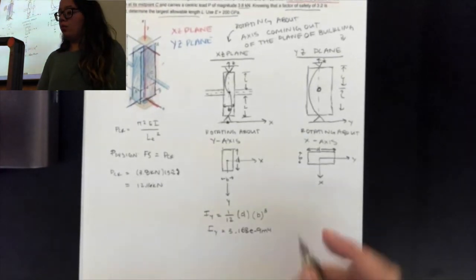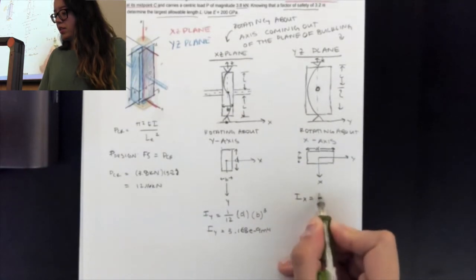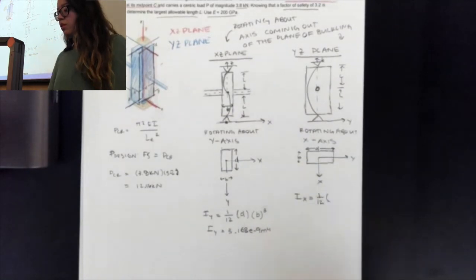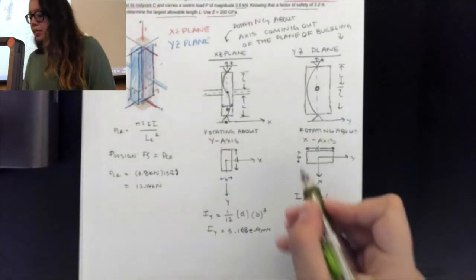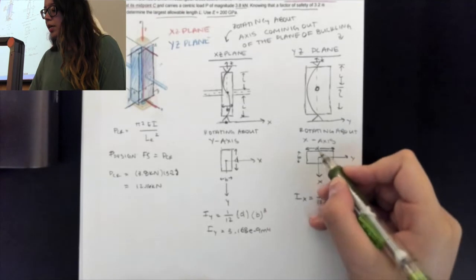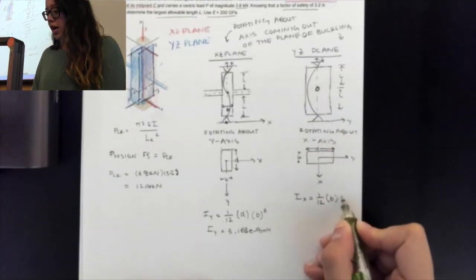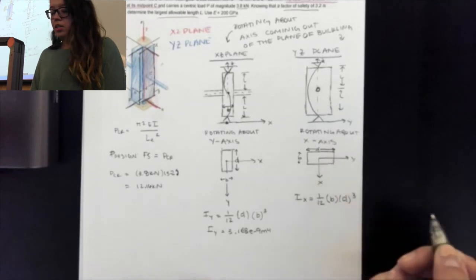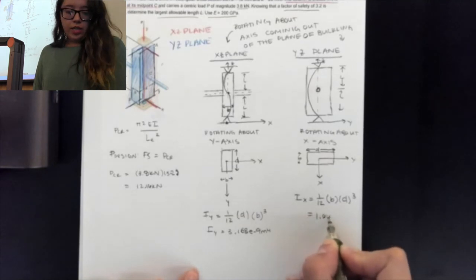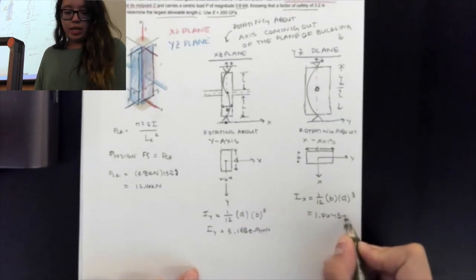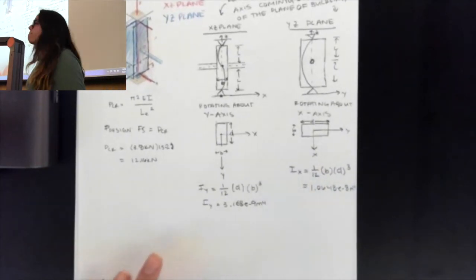We do the same thing here. This one, since we're rotating about our x-axis, is going to be IX. Same equation, 1/12 BH cubed. So what's my base dimension in this problem? B, right? Because that's the one that's parallel to the axis I'm rotating about. I'm rotating about my x-axis, so I'm going to pick my B dimension, and that makes my height D cubed. That gives 1.0648 times 10 to the negative 8 meters to the fourth.